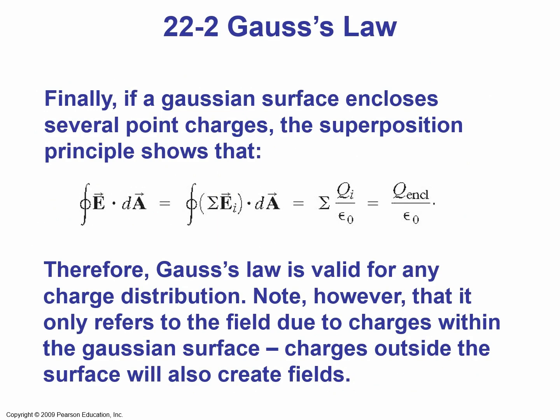Finally, if a Gaussian surface encloses several point charges, the superposition principle shows that the integral over the closed surface of E dot dA equals the integral over the closed surface of the sum over all the enclosed electric fields dotted with dA, and that is equal to the sum over all the enclosed charges Qi divided by epsilon naught, and that is equal to the total net charge enclosed in the closed surface divided by epsilon naught.